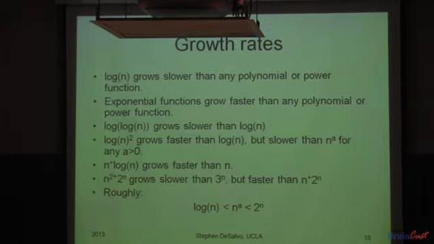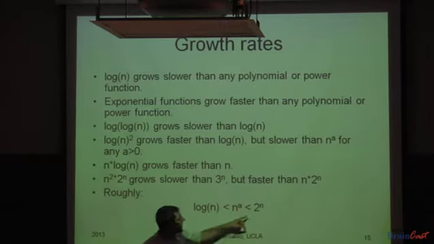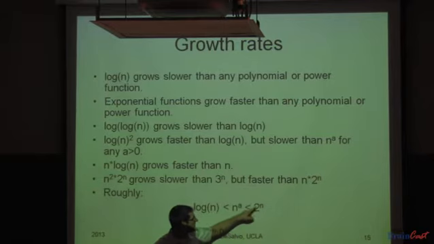So I've listed a bunch of rules, and just keep this kind of picture in the back of your mind: log of anything, even raised to a power of b, is less than n raised to any positive power, and that's less than really anything larger than 1 instead of the 2, could be a 3, etc., raised to the power of n.